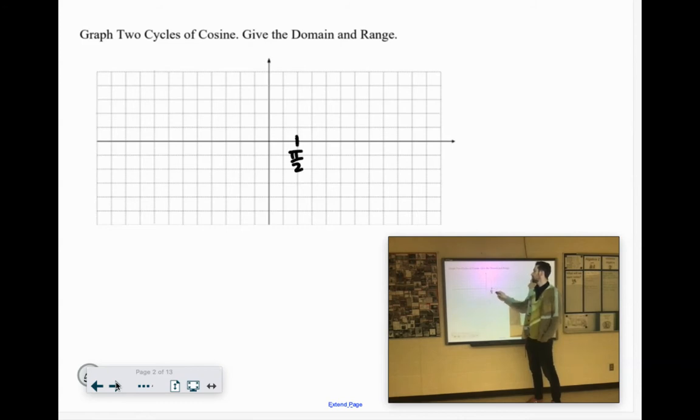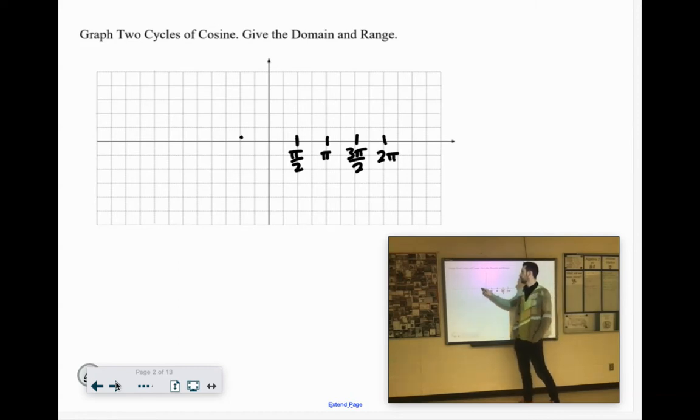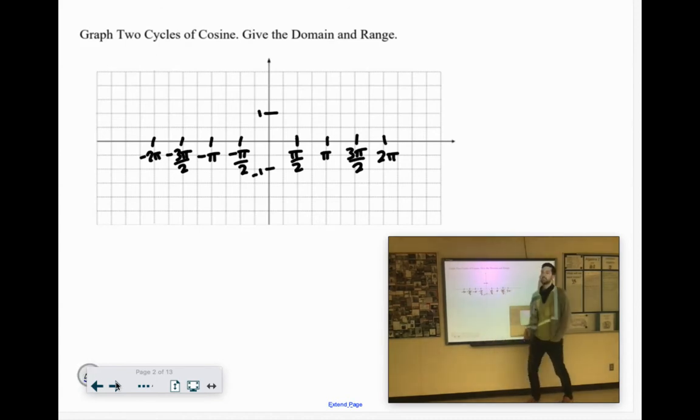Pi over 2, pi, 3 pi over 2, and 2 pi. We'll take it negative as well. Our second cycle. The only difference with cosine is cosine starts with the maximum point. It starts with your highest amount. So we'll start at 1 and then dip down to 0 to negative 1, 0, 1. This would be one full cycle.